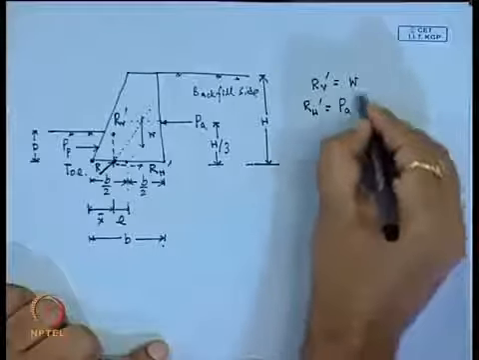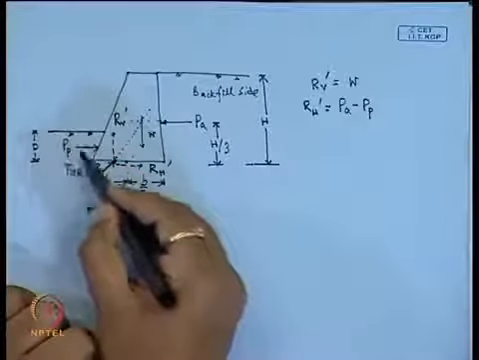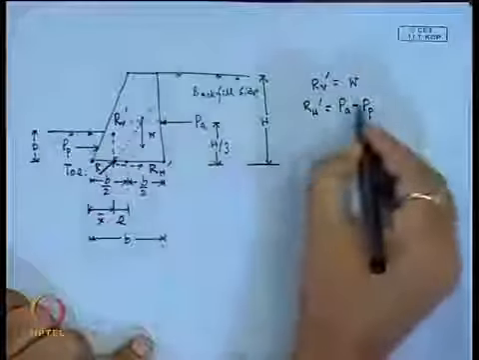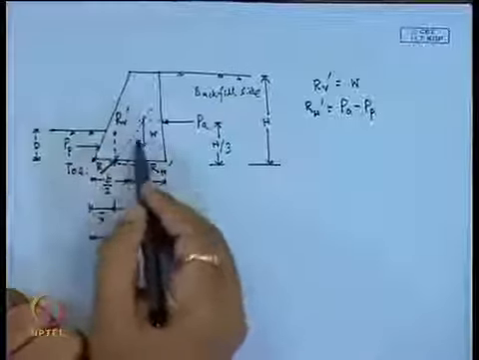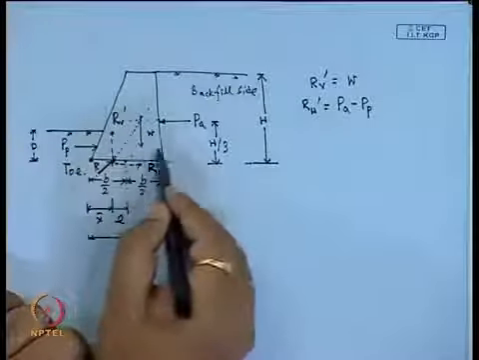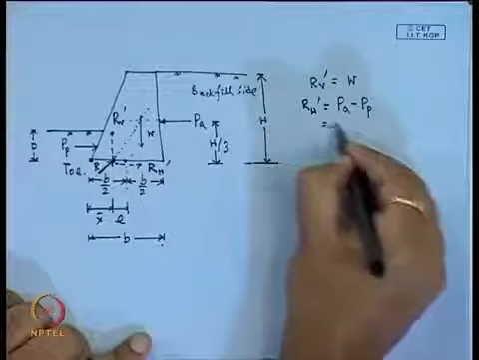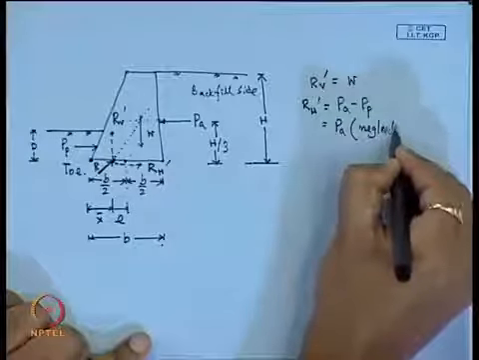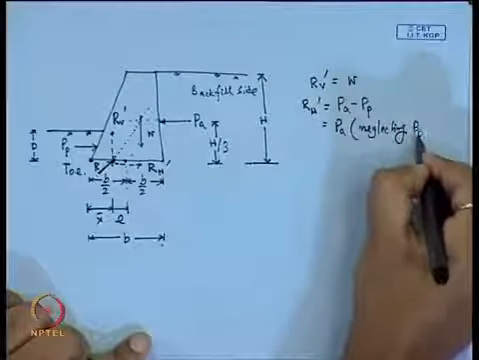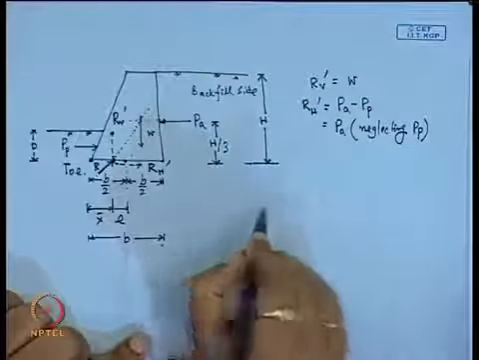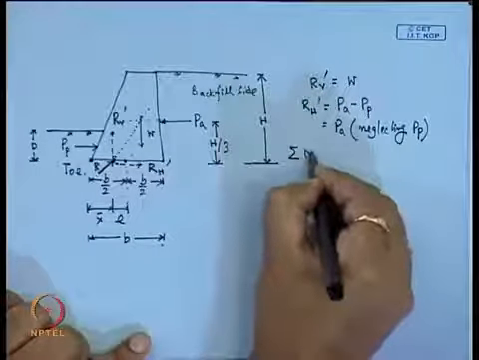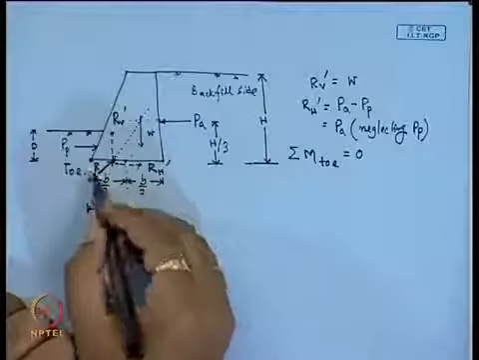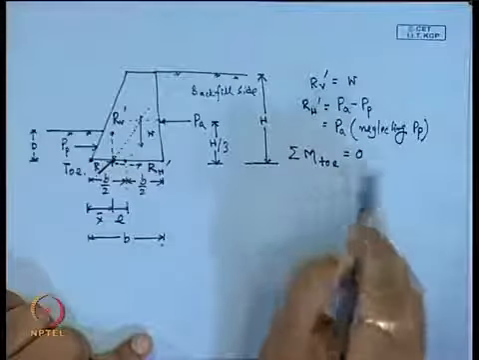Now, I neglect P P because P P is very small compared to P A, and neglecting it also provides an additional safety for this retaining wall. So, neglecting P P and considering only P A, R H dash will be equal to P A. Another condition: we have to take moment with respect to the toe, and for the equilibrium condition that moment should be 0.